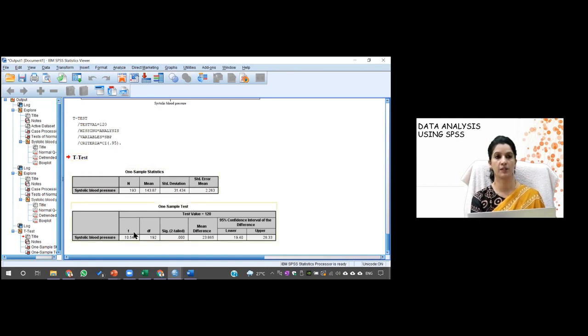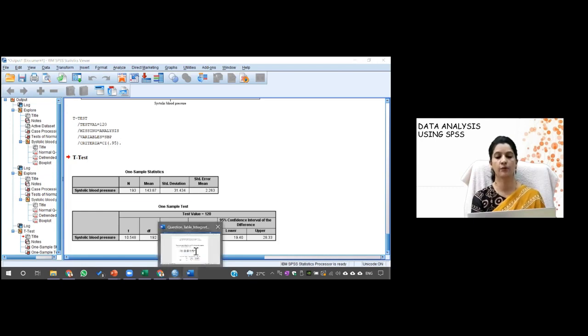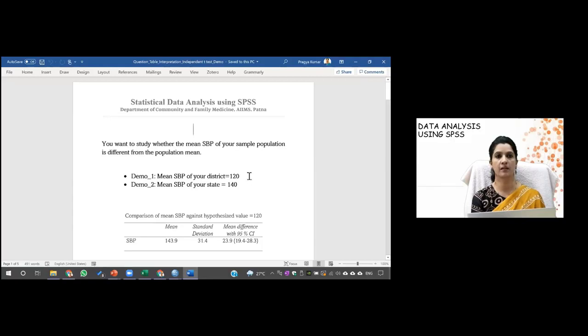This gives you the value of t. This is the degree of freedom. This is the significance level, two-tailed. Why are we taking 120 in the test value? Why not 150? Because there were 2 questions. If I want to compare with my district mean, which was 120, I'll perform 2 tests, I mean I'll do it twice. One time I'll test it with 120, and the second time I'll put 140, because I want to compare it with the district mean and with the state mean.